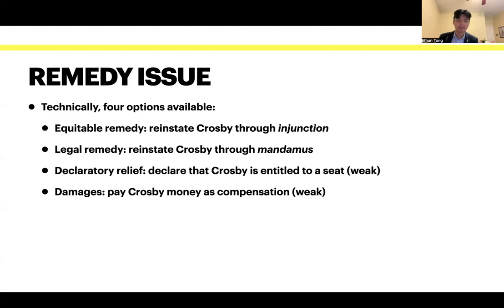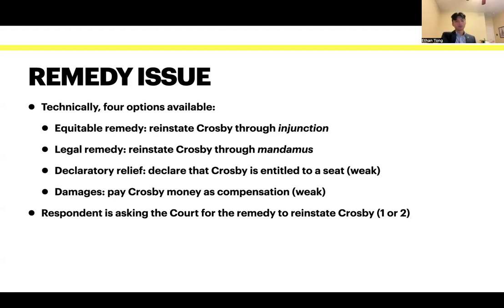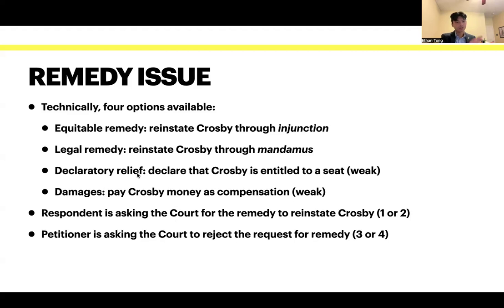You could pay Crosby money as compensation. The reason why I've called that weak is because it's not quite what Crosby wants. I don't think either of the latter two is what Crosby wants. Respondent, who's representing Crosby, is going to be asking the court for a remedy to reinstate Crosby. So they don't want just a declaration, and they don't want just money. They want options 1 or 2. Whereas the petitioner does not want to reinstate. They're asking the court to reject the request for these 2 remedies, and instead, they're asking for either declaratory relief or damages.